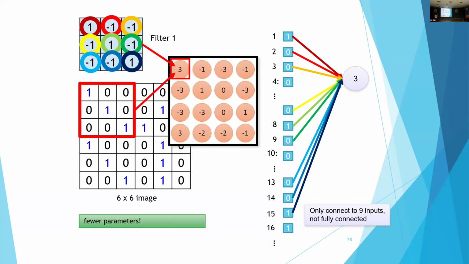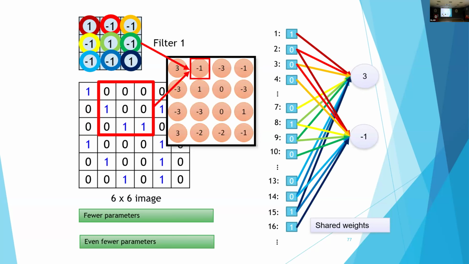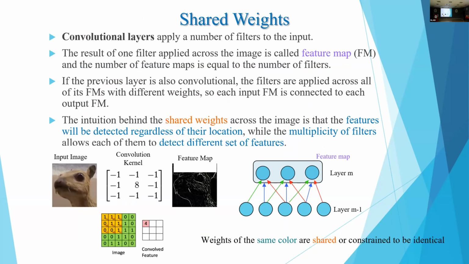I will show you fewer parameters, only 9. Okay? And this weight corresponds to the filter. Now you see in the next slide, I am moving this window. I will have the next version. Okay? But these weight values are shared. The same filter is moving throughout the image. So weight values are shared. So still fewer parameters. So shared weights.